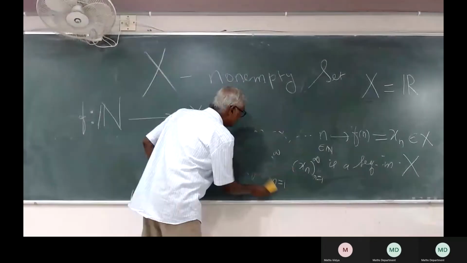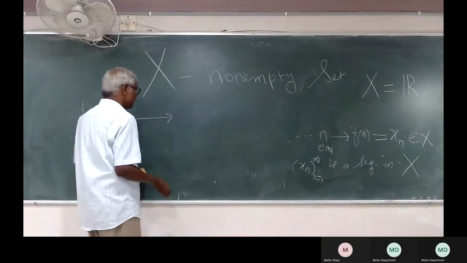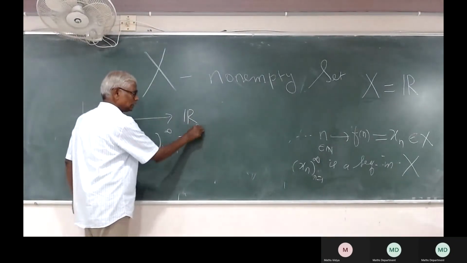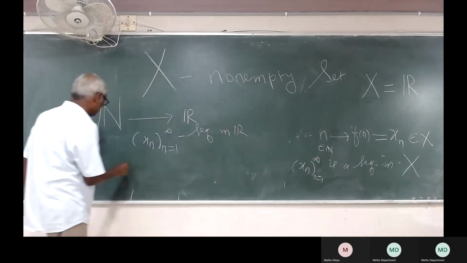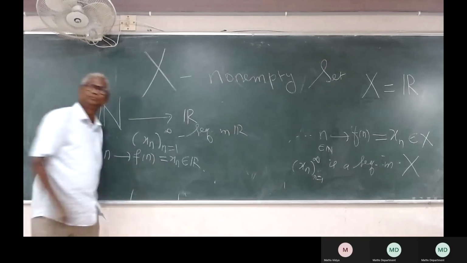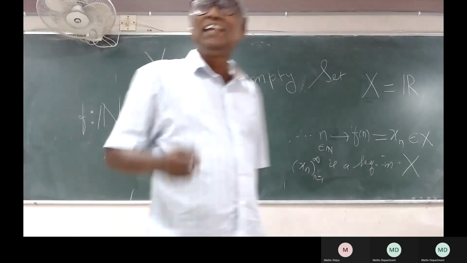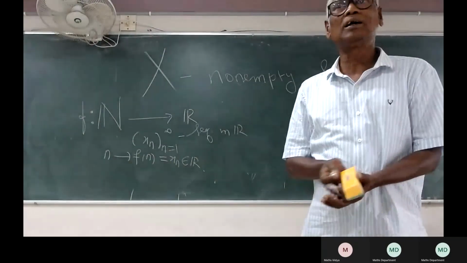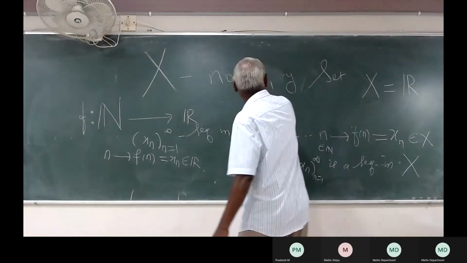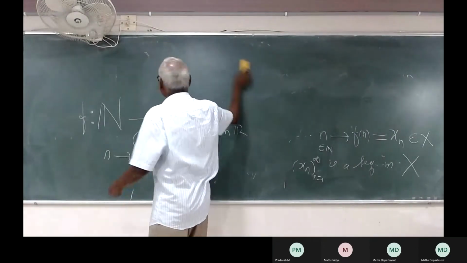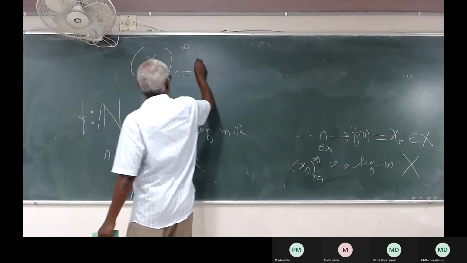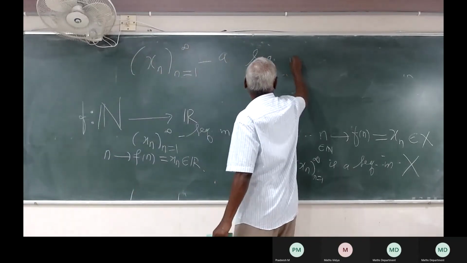It is a function from N to R. That means (x_n), n from 1 to infinity, is a sequence in R. That is, n goes to f(n) equal to xn belongs to R. Then we see what is called an increasing sequence. Increasing sequence, or another name is non-decreasing. Correct? Because in R, what is given? (x_n), n from 1 to infinity, a sequence in R.